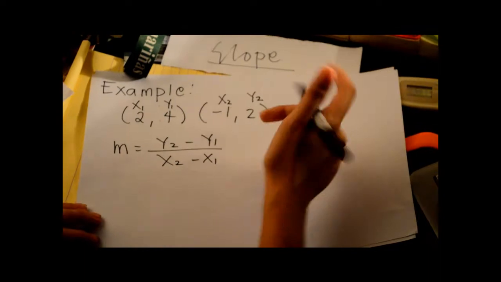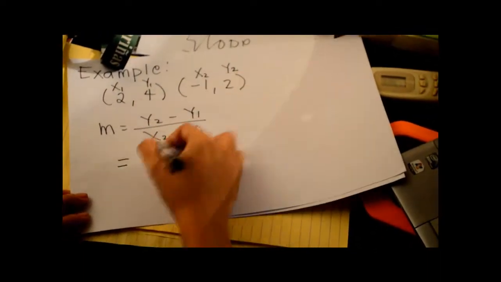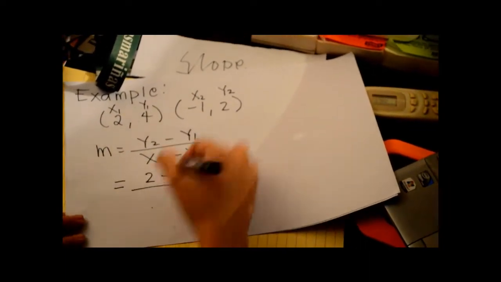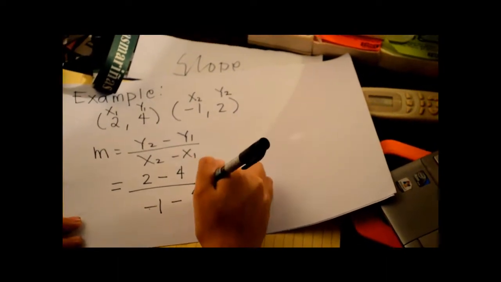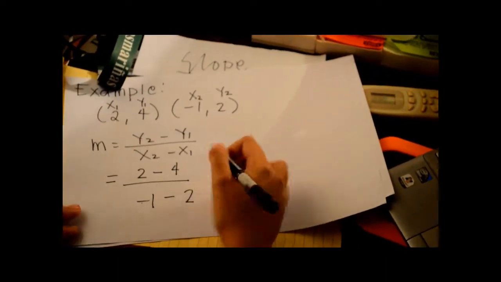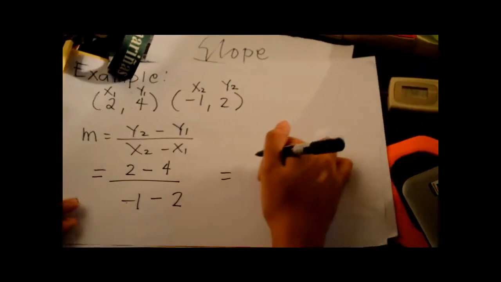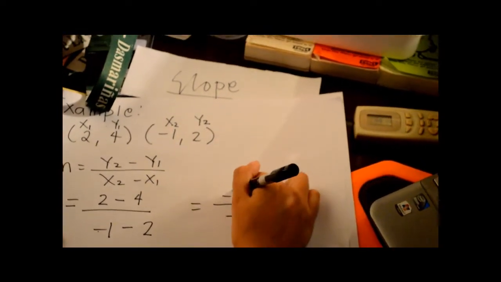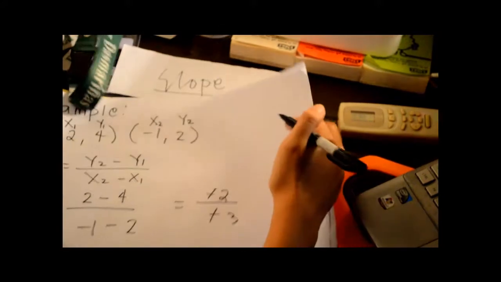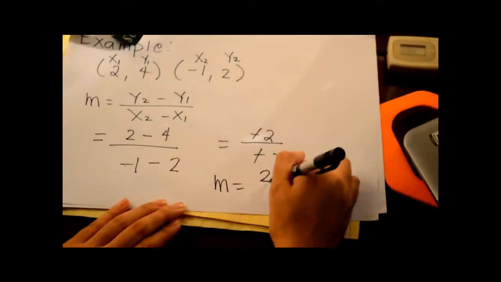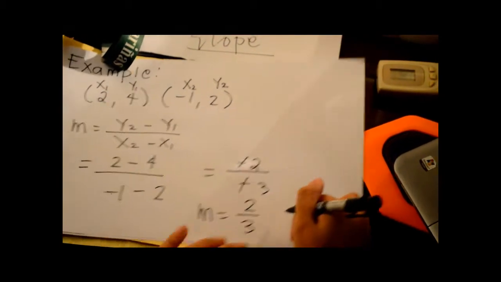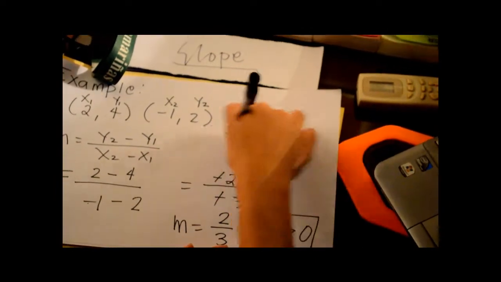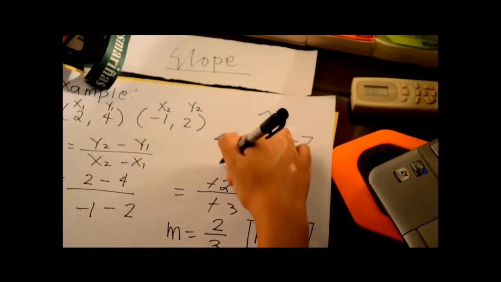So we're just going to substitute. So y2, 2, minus y1, which is 4, over x sub 2, which is negative 1, minus x sub 1, which is 2. So we're going to have 2 minus 4 equals negative 2, and negative 1 minus 2 equals negative 3. So we have both negative, so we can cancel them, and then our slope will be m equals 2/3, which is m greater than 0. It means our slope is going upward towards the right.